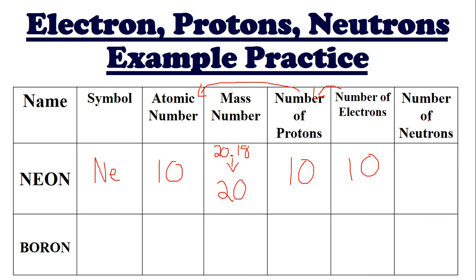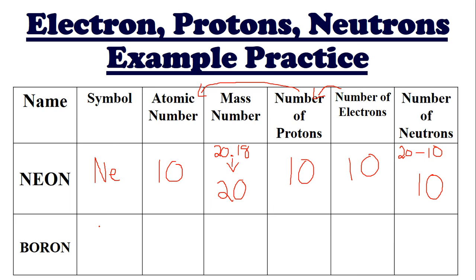The number of neutrons is a little difficult. We're going to take our mass number, which is 20, and subtract our atomic number from it, which is 10. And you get 10. All right, pause real quick. Find boron. Try to figure out these numbers. I'm going to count to 5, and then I'm going to continue. Make sure you pause. 5, 4, 3, 2, 1.